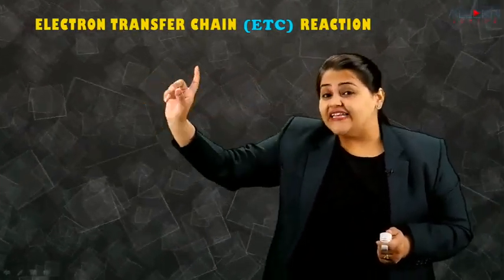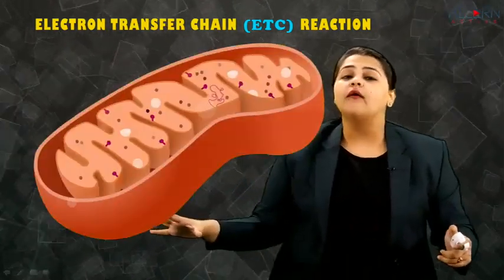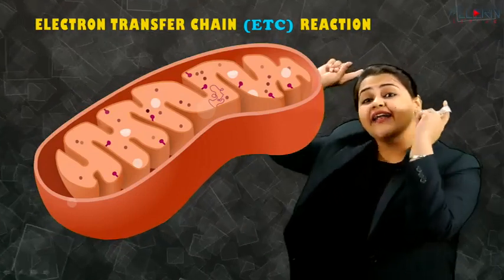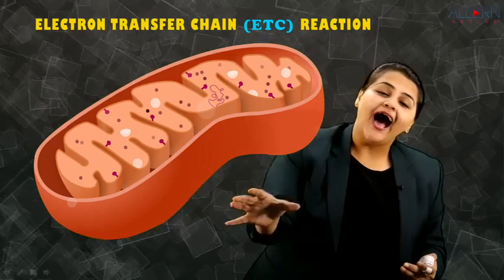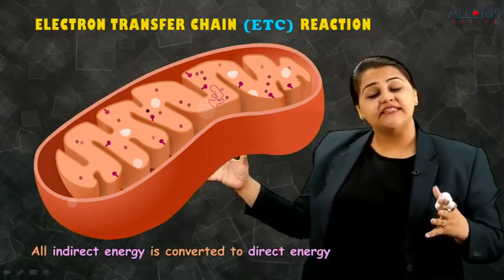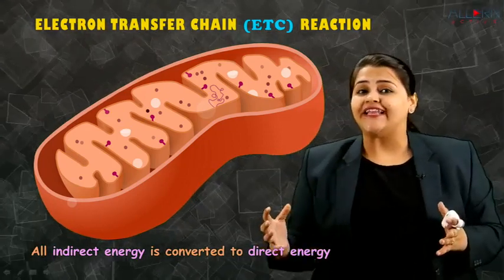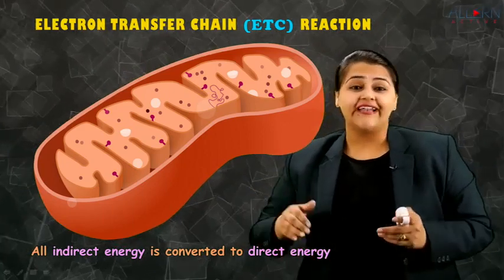Now, this electron transfer chain, as the name suggests, is a procedure in which all forms of indirect energy inside the mitochondria get converted into direct energy and give you lots and lots of ATP. So all the indirect energies, that is FADH2 and NADH2 that we have got, are getting converted into direct energy.